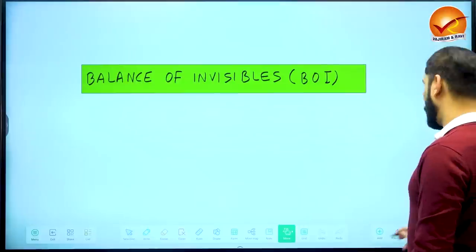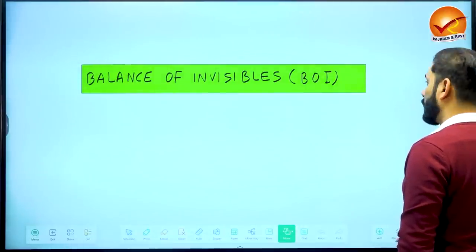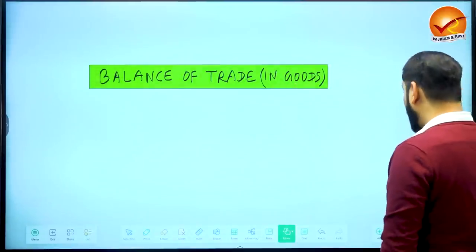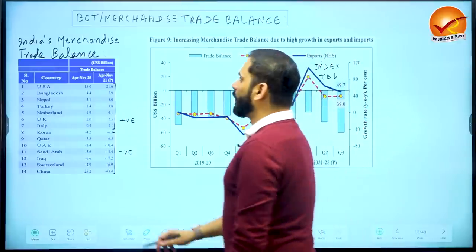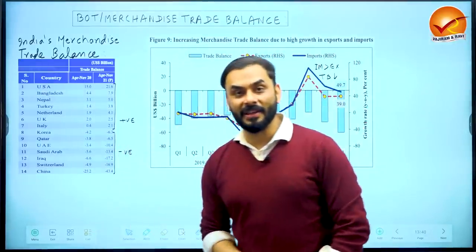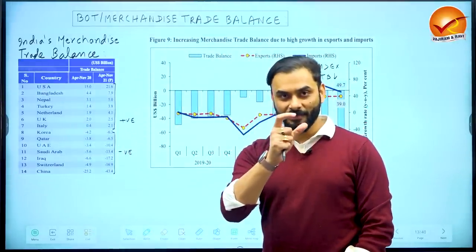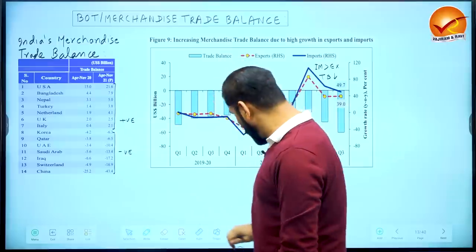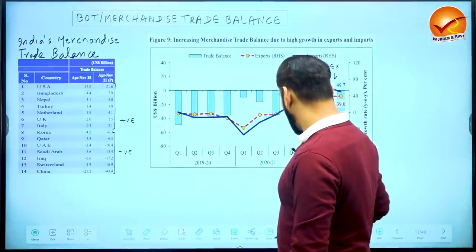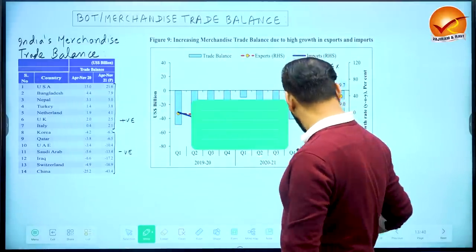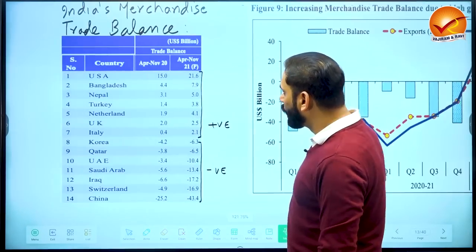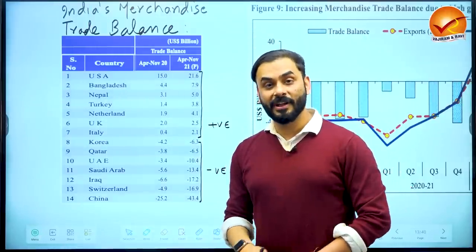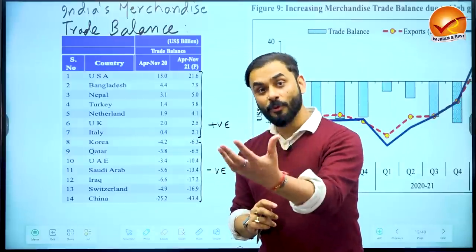So let us look at balance of trade. Balance of trade means trade in goods. So if you look at India's trade balance, which means only export and import of goods, with which country do we have a positive trade balance, which means to which country do we sell more? We sell more and buy less, USA. With USA, we have a positive trade balance, which means with USA, we sell more and we buy less.